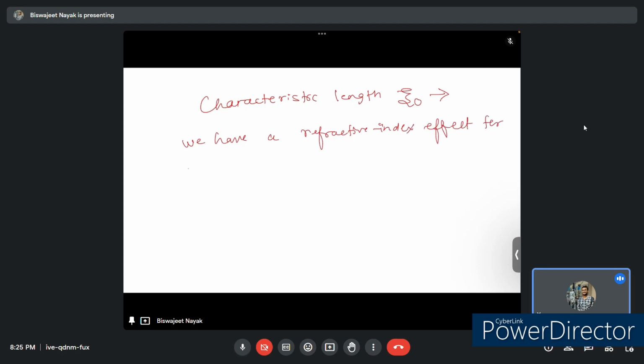So this characteristic length psi 0 helps in understanding that we have a refractive index effect for electrons.